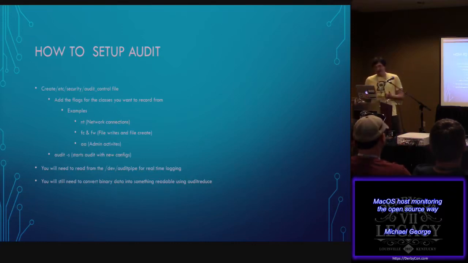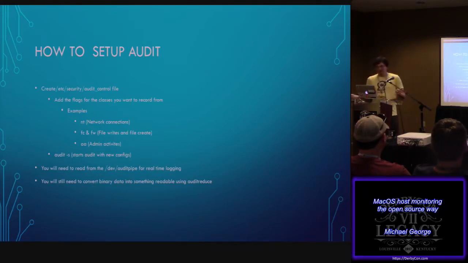NT is the network connections class, so any type of network connection. FC and FW are file create and file write events, and AA is administrative activities, so you can see the root user doing stuff. It's kind of good to have.